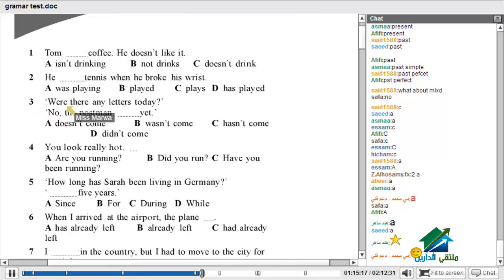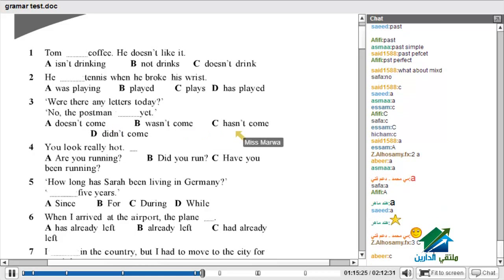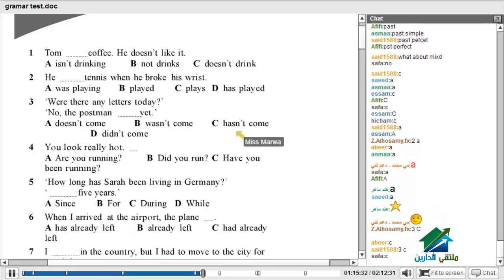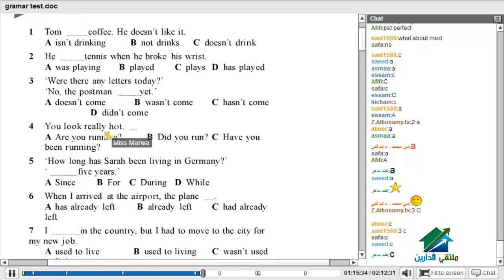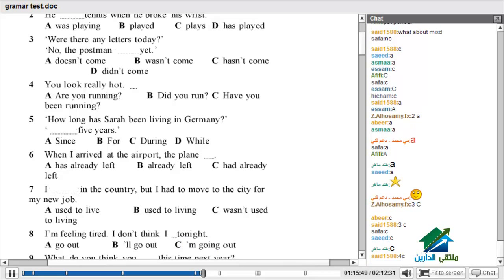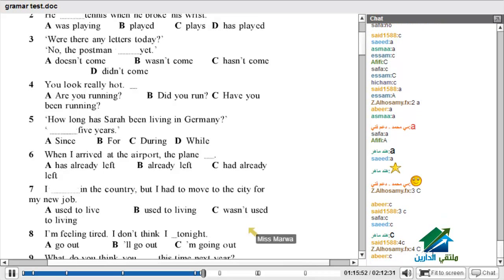Number three. Were there any letters today? No, the postman yet doesn't come, wasn't come, hasn't come. C. Excellent, C, yes. Present perfect. Number four: You look really hot. Are you running, did you run, or have you been running? C. Excellent. Okay.